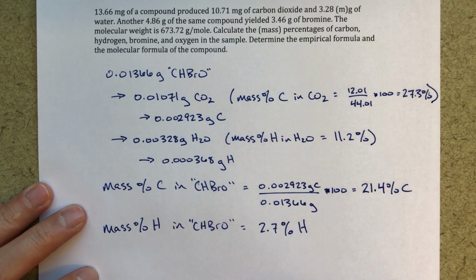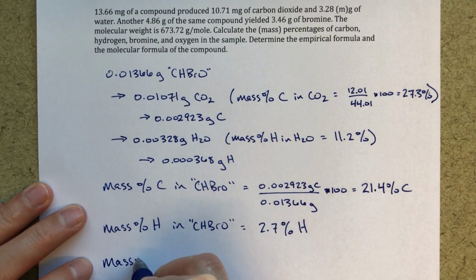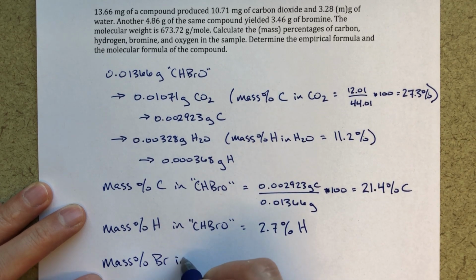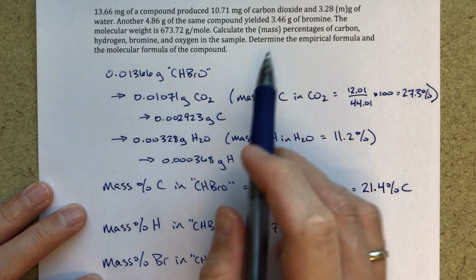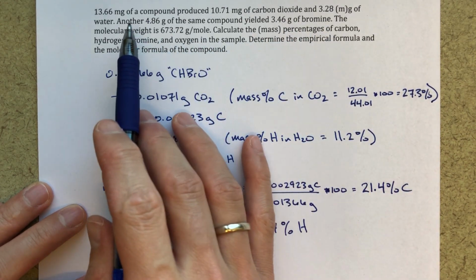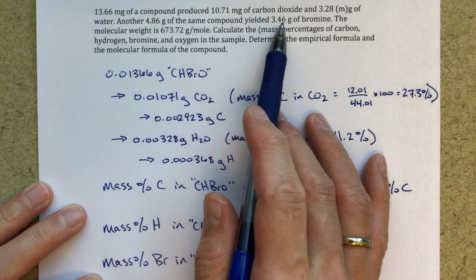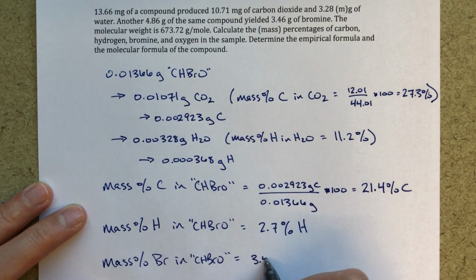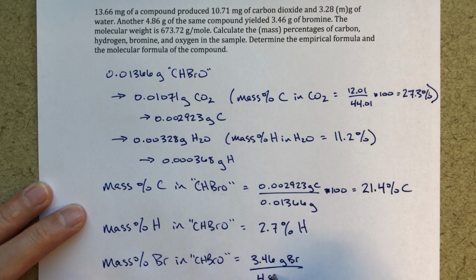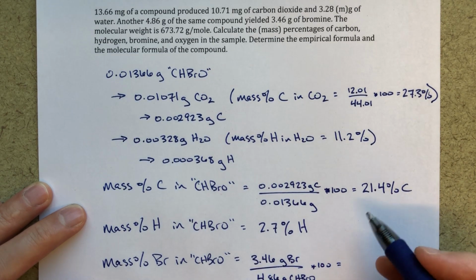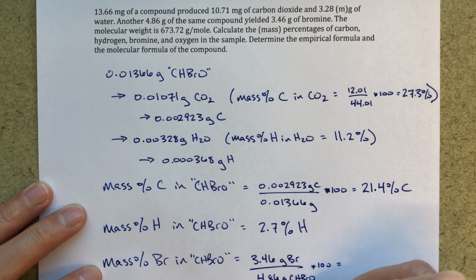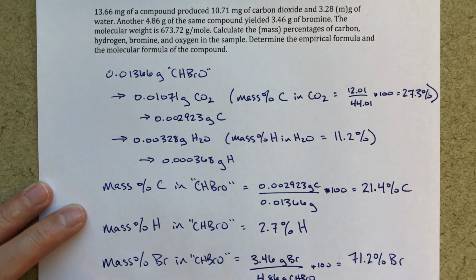Okay, so the next thing we want to do is find the mass percent of bromine in CHBrO. And for that, we're going to use this other piece of information. It says another 4.86 grams yielded 3.46 grams. So if I take 3.46 grams of Br divided by 4.86 grams of CHBrO times 100, that tells me that in this CHBrO sample, I have 71.2% by mass bromine.